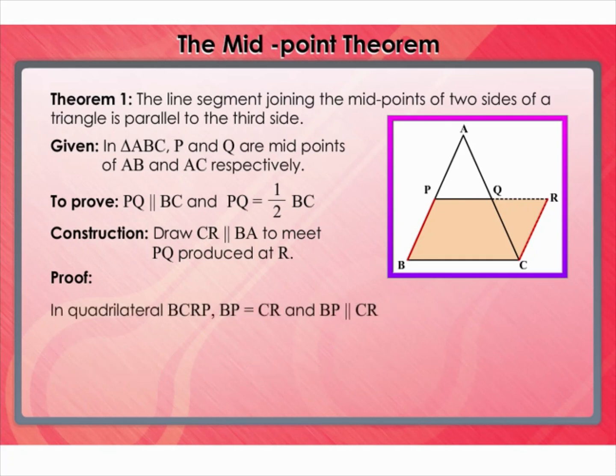In quadrilateral BCRP, BP is equal to CR and BP is parallel to CR. This implies quadrilateral BCRP is a parallelogram. Since opposite sides of a parallelogram are parallel, BC is parallel to PR, or in other words, BC is parallel to PQ. Also, opposite sides of a parallelogram are equal. Therefore, PR is equal to BC.